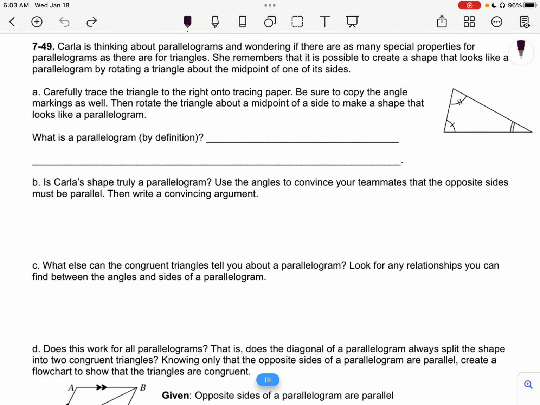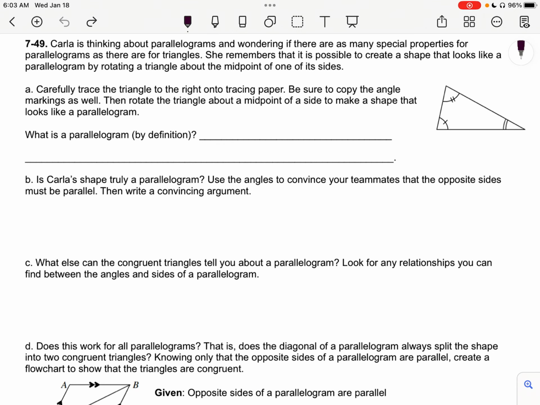In the end, it says be sure to copy the angle markings as well, then rotate the triangle about a midpoint of a side. So we've done this a long time ago, I think in chapter 1, where we actually took physical triangles from, I think it was the Shape Factory, and put them on poster paper. So the midpoint of the side is right here, and we're rotating about that. Mine's not going to look perfect, but it's going to end up like this. And then I'm going to copy down all of the angle measures that they wrote.